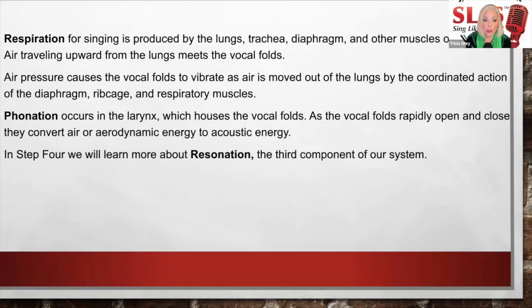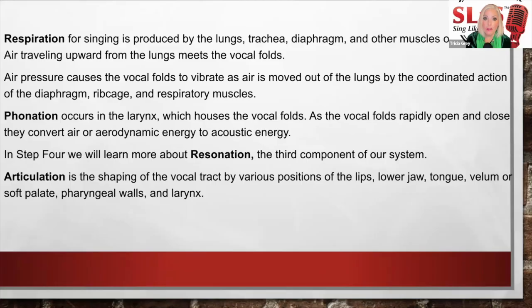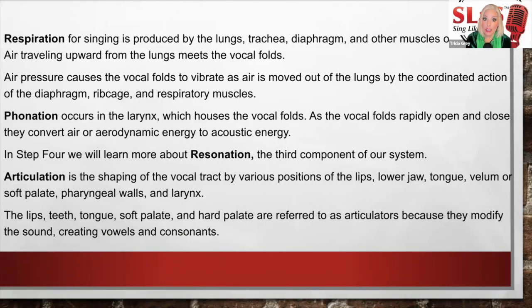In Step 4, we learn about resonation, the third component of our system. Articulation is the shaping of the vocal tract by various positions of the lips, lower jaw, tongue, velum or soft palate, pharyngeal walls, and larynx. The lips, teeth, tongue, soft palate, and hard palate are referred to as articulators because they modify the sound, creating vowels and consonants.